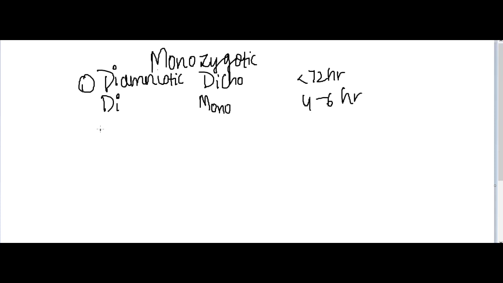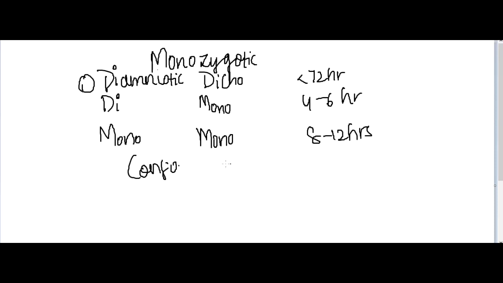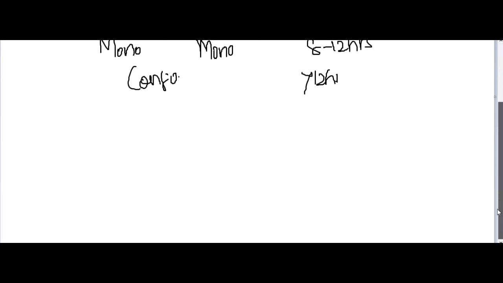Or it can be monochorionic and monoamniotic twins. In such cases, the time of fertilization is 8 to 12 hours. And then it can be conjoined twins, which is more than 12 hours. So, diamniotic dichorionic is less than 72 hours, diamniotic monochorionic is 4 to 6 hours, monoamniotic monochorionic is 8 to 12 hours, and conjoined is more than 12 hours. This is one thing which is important.